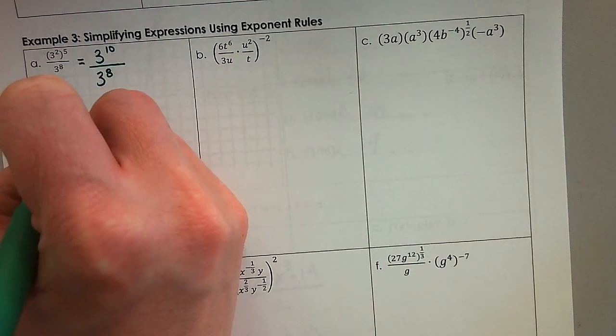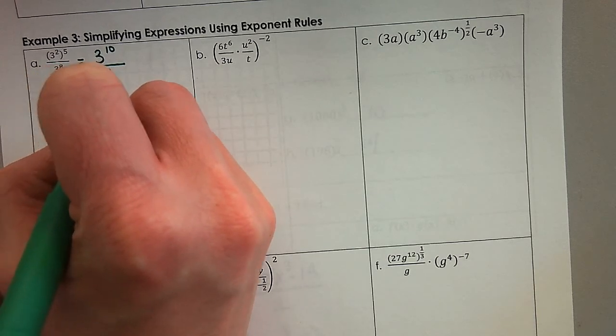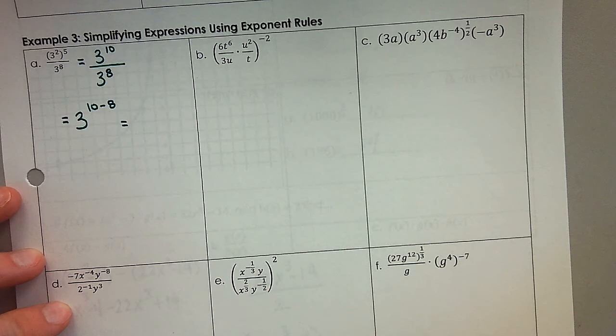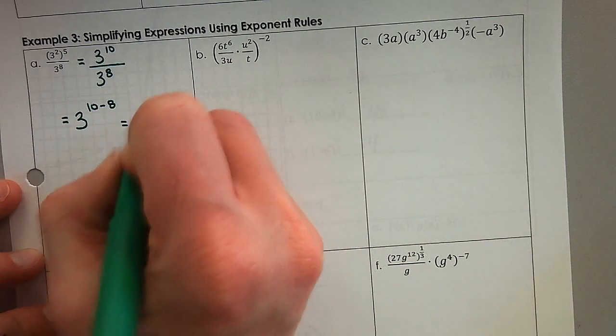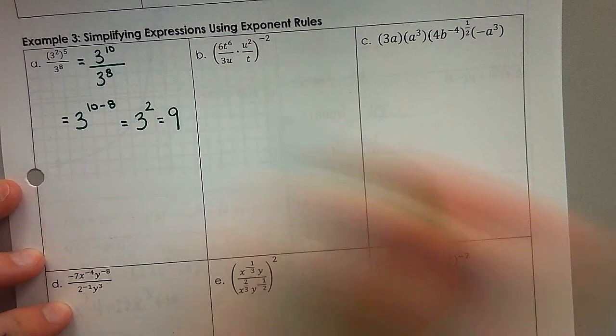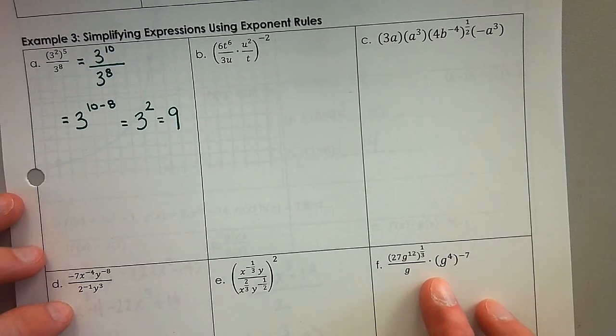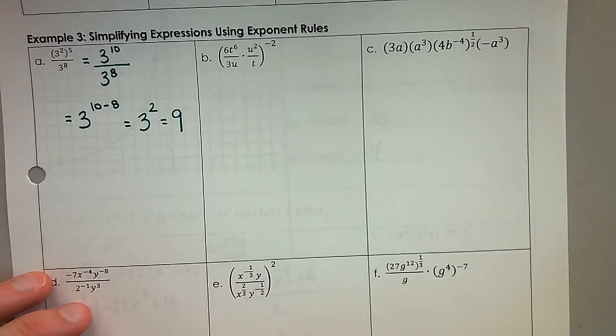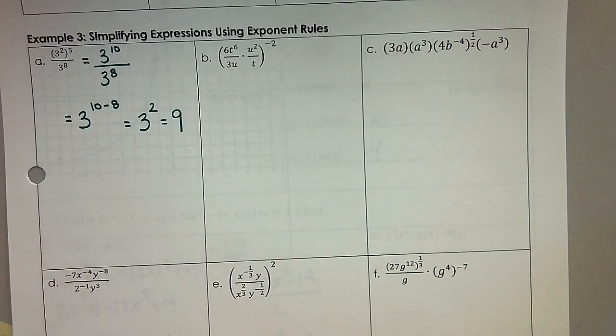Subtract. So this is 3 raised to the 10 minus 8. What's 10 minus 8? What's 3 squared? Is that a lot easier to simplify than doing 9 to the 5th divided by 3 to the 8th? Okay.